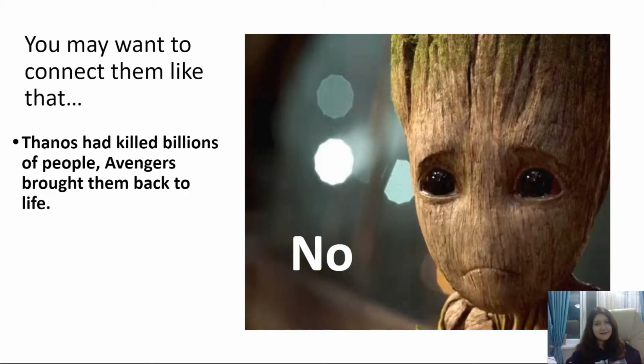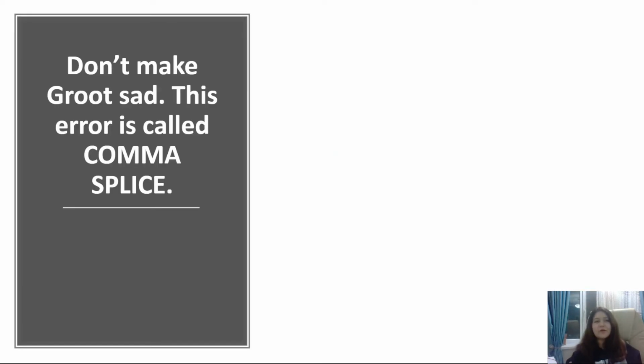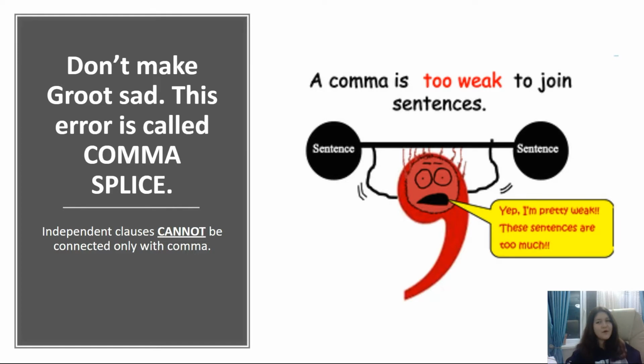This is a mistake. If you connect them like that, you will lose SAT writing points. This mistake is called a comma splice. A comma splice is when you connect two independent clauses using just a comma. And remember, this is a mistake. You can never ever connect two normal sentences using just a comma. If you want to remember this rule better, try to remember this picture where the comma is asking for help because it can't connect two sentences without any help.